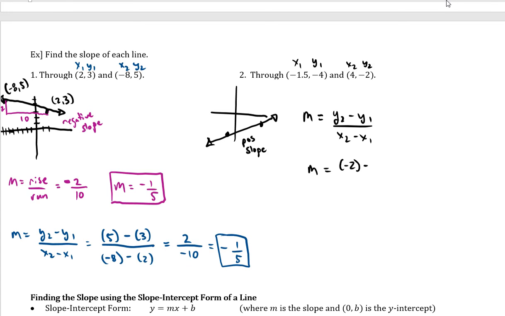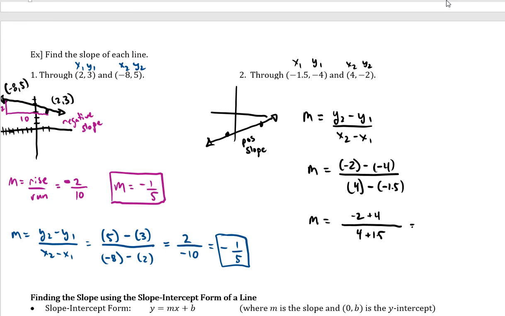So we have y2, which is negative 2, minus y1, which is negative 4, over x2, which is 4, minus x1, which is negative 1.5. Okay, and then now we just need to simplify. Well, be careful of the double negatives. So let's simplify for now. So we have negative 2, and I'm just rewriting that without the parentheses. And our next term, we have a negative and a minus, so that would become plus, so plus 4. And then a similar thing happens down below: 4 plus 1.5.